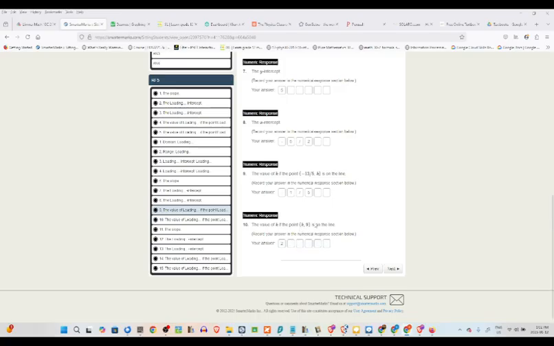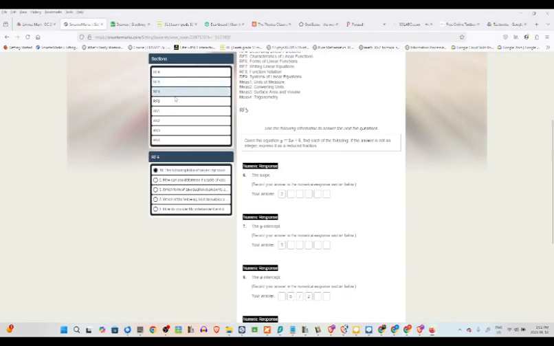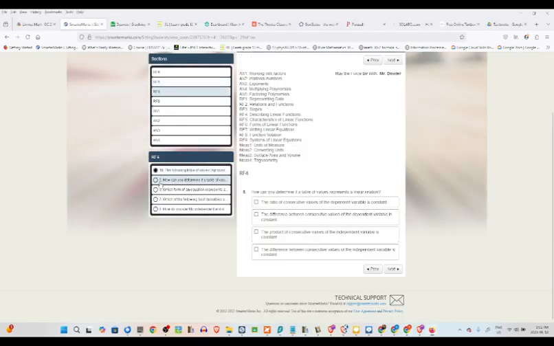Because when x is 2, y is definitely 9. Okay. So I will have to reverse those in RF5. Okay. So, how can we determine if a table of values represents a linear relation? So the ratio of consecutive values of the dependent variable is constant.